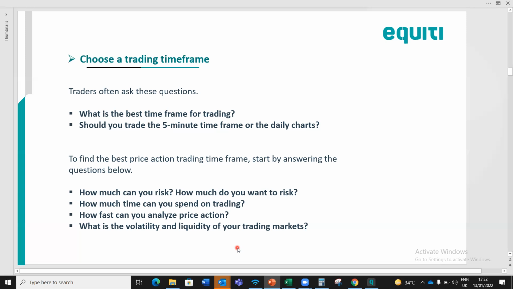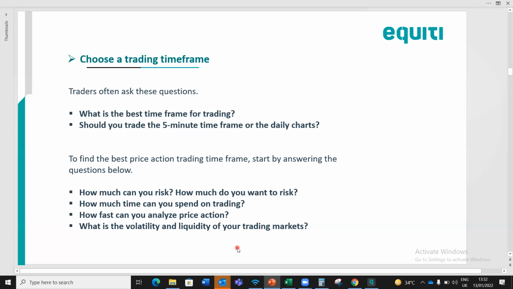You've chosen a set of assets that you want to be trading. Based on your knowledge of those assets, what is the liquidity like? You need to find out. So let me quickly talk about the time that you can spend on trading.